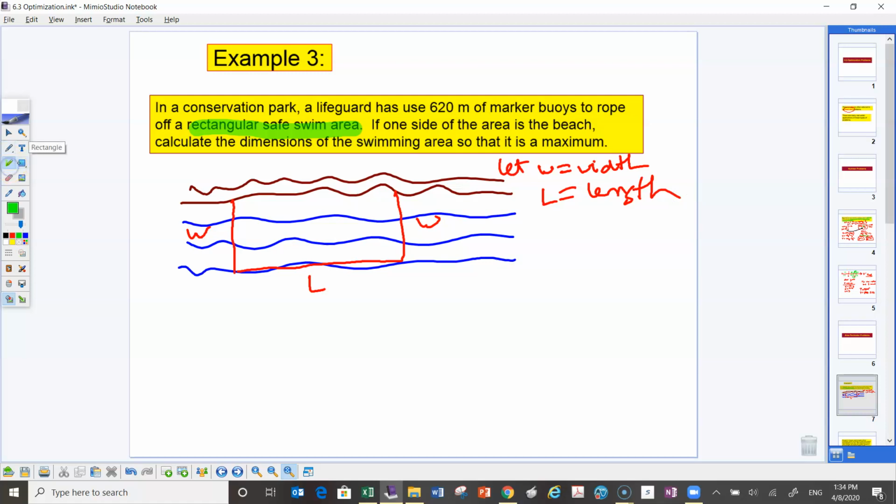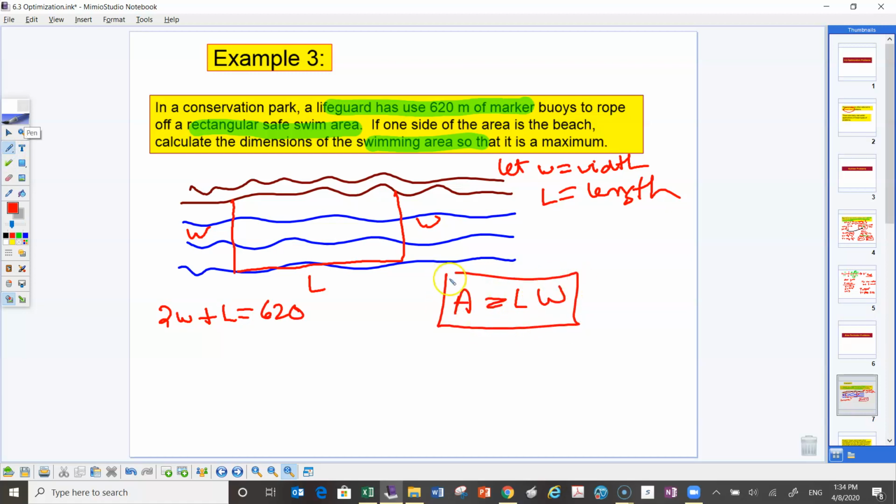Now, it says that I have 620 meters of rope. Well, I want to use up all of my rope, so if I add up my three sides, which is 2W plus L, that has to equal 620 meters. So there's my first equation. And I want to maximize the swimming area. So the area of my rectangle is length times width, and this is the one I want to maximize. So that's the one I'm going to have to take the derivative of.